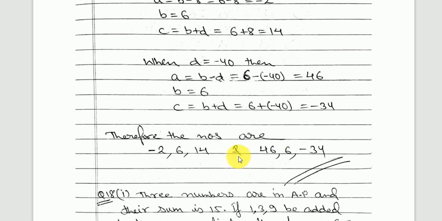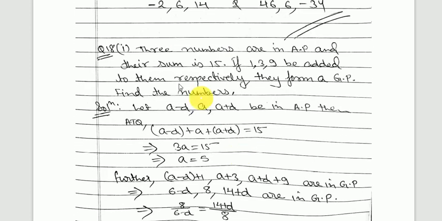Now next is question number 18.1. Three numbers are in AP and their sum is 15. If 1, 3, 9 be added to them respectively, they form a GP. Find the numbers. So here three numbers are in AP and their sum is 15. And if you increase each by 1, 3, 9 respectively, then the resulting numbers will be in GP. So we have to find the numbers.